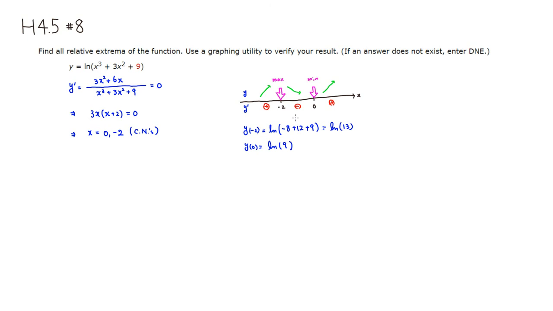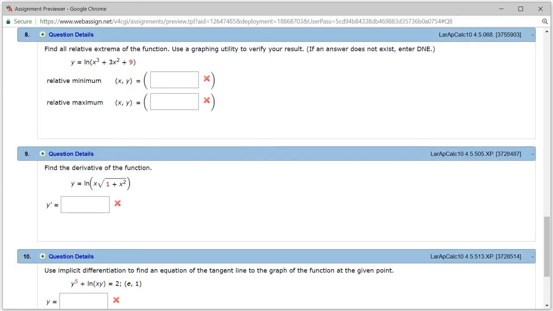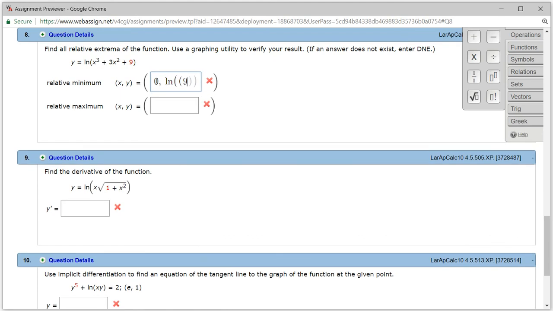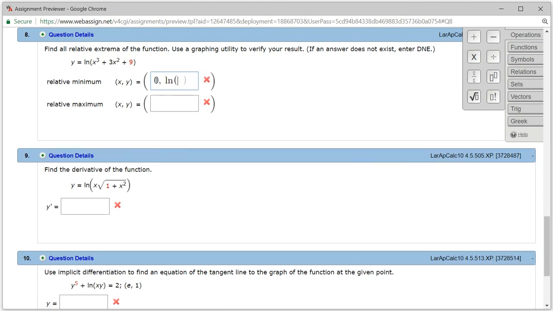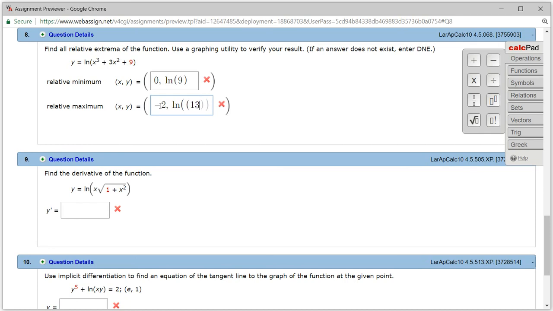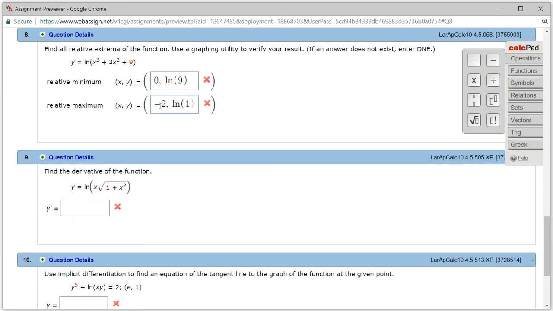All right, so let's type it in. We have the relative minimum at 0, and it's natural log of 9. And the relative max is at negative 2, and we got natural log of 13 there.